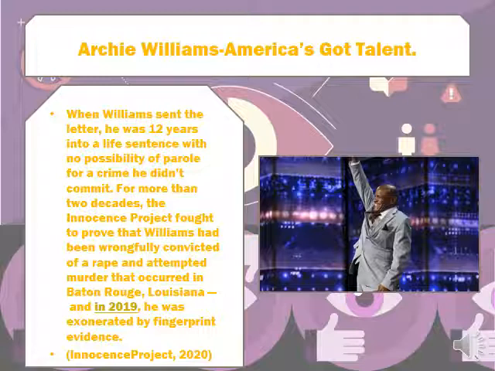But within that, when Williams sent the letter, he was 12 years into a life sentence. Initially, he sent his letter to the Innocence Project, with no possibility of parole for a crime he didn't commit. For an individual who had been in prison for more than 2 decades, the Innocence Project fought to prove that Williams had been wrongfully convicted of a rape and attempted murder that occurred in Baton Rouge, Louisiana. So now this individual was finally exonerated by fingerprint evidence.